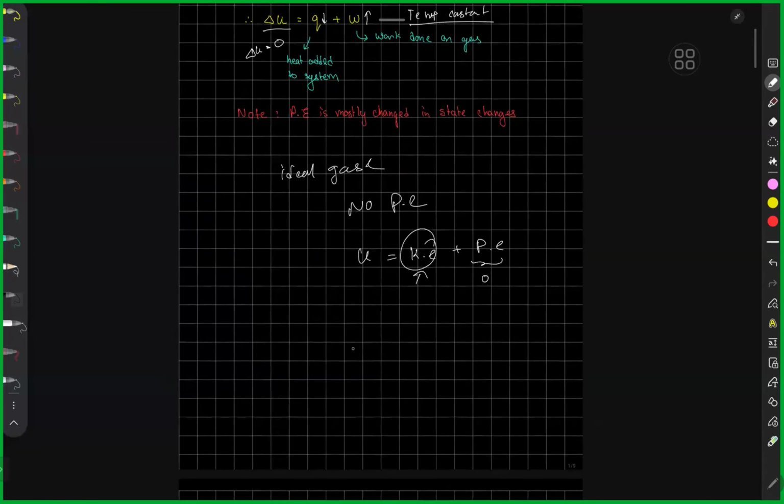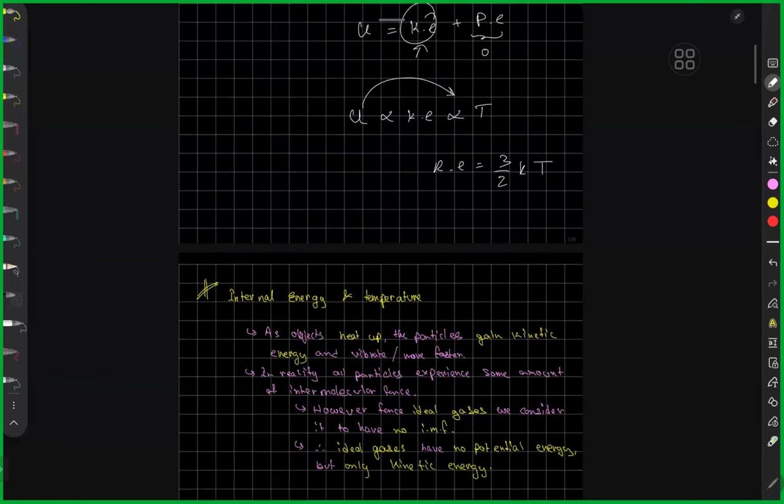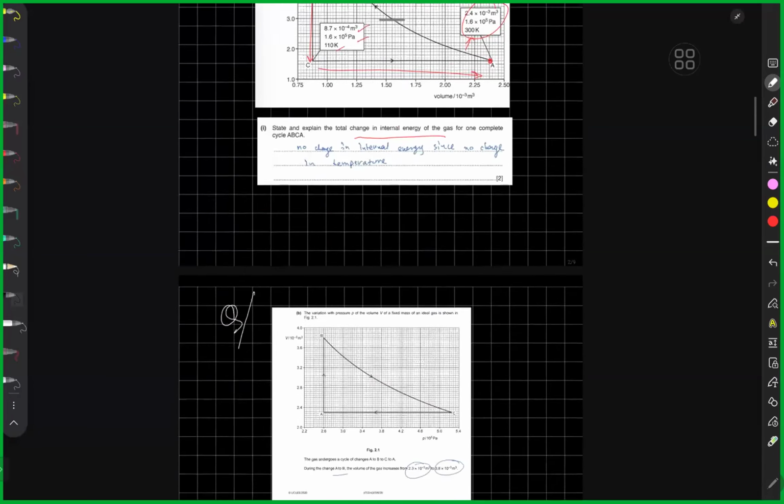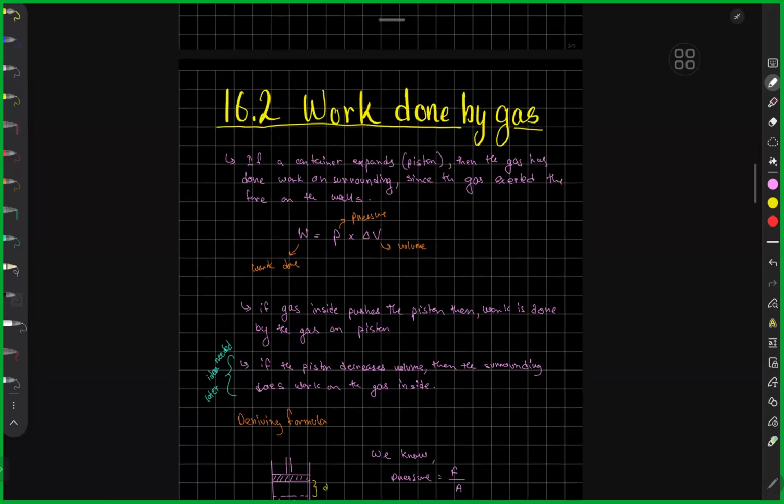And hence we say the internal energy of any gas is proportional to its K, and we know K is given by what? 3 by 2 kT. And if that's the case, I know K is proportional to temperature. Hence, we come to the conclusion that my internal energy is just related to my temperature, right? Fair enough.